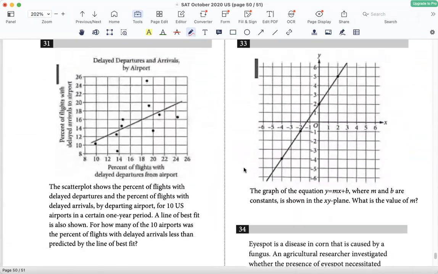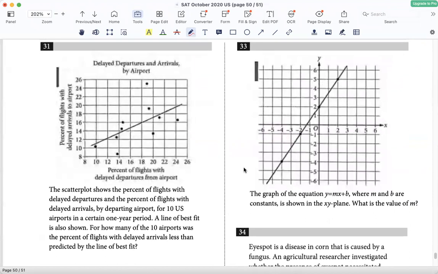The scatter plot shows the percent of flights with delayed departures and the percent of flights with delayed arrivals by departing airport for 10 US airports in a certain 1-year period. A line of best fit is shown. For how many of the 10 airports was the percent of flights with delayed arrivals, y-axis, less than predicted by the line of best fit?